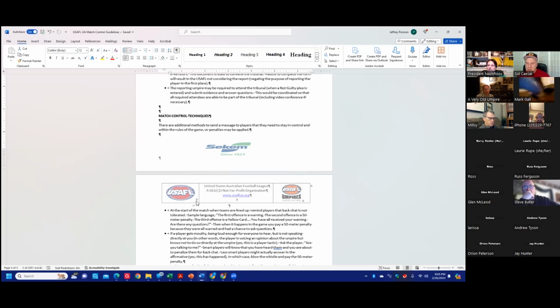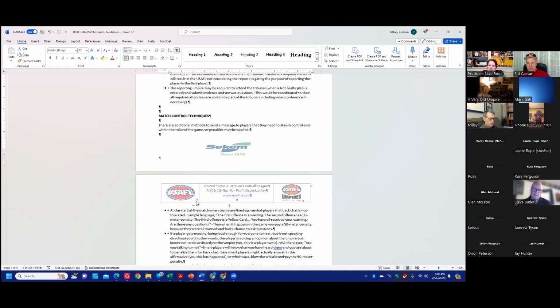Okay, and the last question in the chat regarding a tribunal. Does the offended player get a copy of the paperwork on the day of the tribunal, or is it up to the league to forward that paperwork to the player? It's normally not given to the player. The league will review it. They will call the tribunal.